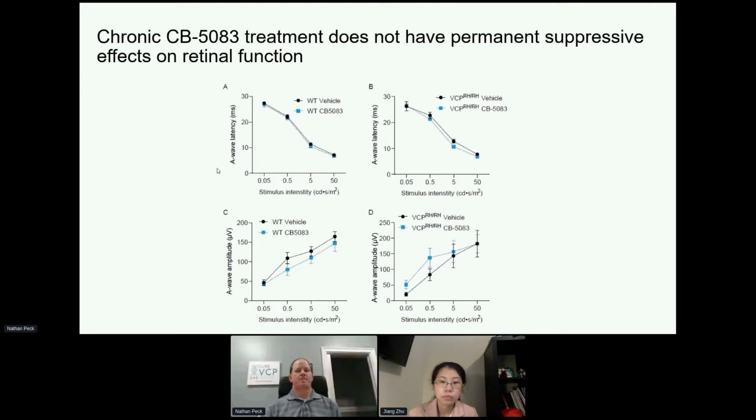So we decided to look at whether, despite the acute effect of CB5083 on retina function, we see permanent damage of the retina. So we collaborated with Dr. Potetsky's lab here at UCI and looked at the chronic treatment of animals on retina function. We treated the animals for 5 months, and after the last dosage, we waited 24 hours to let the drug wash out of the body, and then we recorded the retina electrophysiology with ERG, and we did not see any effects in latency as well as amplitude, suggesting that the retinal function remains intact.